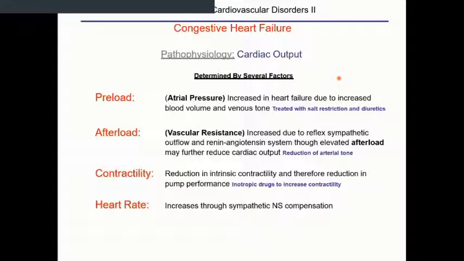And finally, your heart rate, of course, because the heart rate will determine how fast the heart can pump the blood to the system and circulation. This can lead to increases through sympathetic nervous system compensation, and there comes to a point where excessive heart rates are no longer optimal in terms of pumping the blood to the systemic circulation. All these factors can contribute to heart failure.